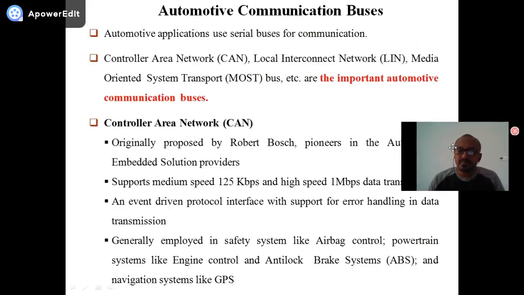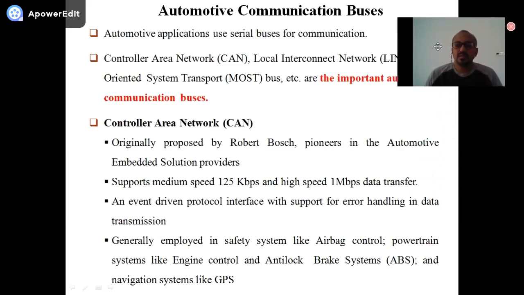Next, automobile applications use a serial bus for communications, and the most popular bus protocols used in automobiles are the Controller Area Network, usually called CAN, well known as CAN, which was developed by Robert Bosch. Then the next are the Local Interconnect Network, LIN, and Media Oriented System Transport, MOST, and so on. These are the more important automobile communication buses or bus protocols.